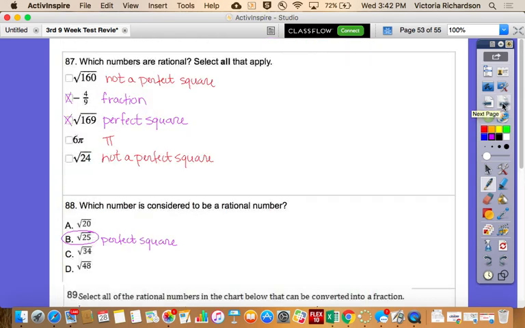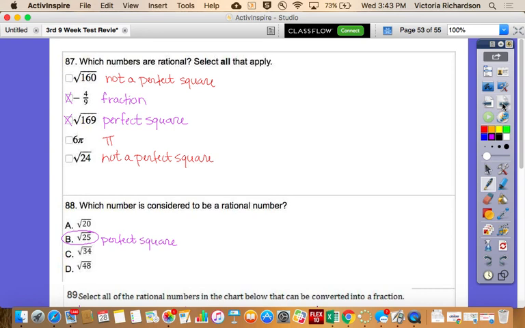87. So now we're going to talk about the number system. So we got to talk about rational versus irrational. If you remember on the anchor chart, rational numbers are numbers that can be written as a ratio or a fraction. Examples of rational numbers are perfect squares, whole numbers, both positive and negative, repeating decimals, mixed numbers, regular fractions, and terminating decimals. Whereas irrational numbers are numbers that cannot be written as a fraction. So non-perfect squares, numbers that keep going on forever and ever without a pattern.